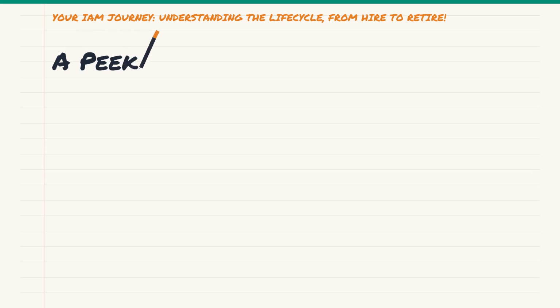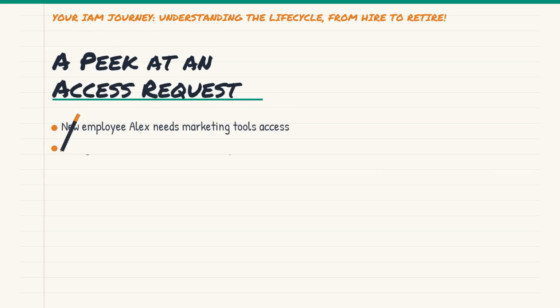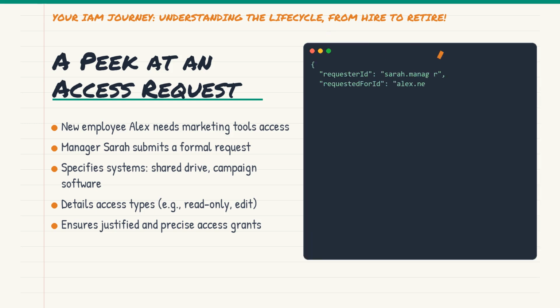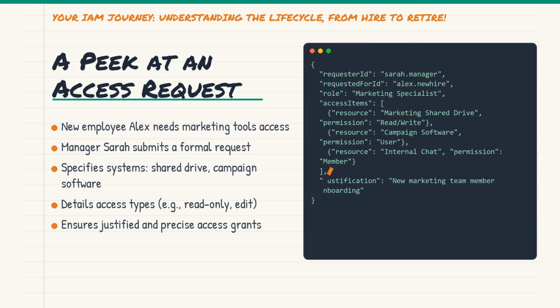Let's imagine a new hire, Alex, joining the marketing team. Alex needs access to the team's shared drive, the marketing campaign software, and the company's internal communication tool. Their manager, Sarah, would fill out an access request form. This form might be a simple web form in an IAM system or even a digital document. It details Alex's role, the required resources, and Sarah's approval. Notice how it asks for specific access types, like read-only or full edit, to follow the least privilege principle we'll discuss later. This ensures Alex gets exactly what's needed, no more, no less.